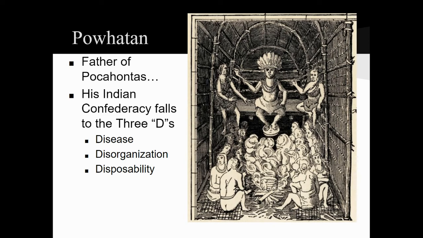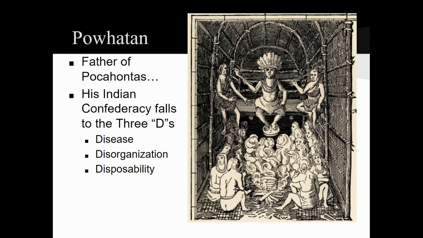Remember when we talked about the Columbian Exchange, how one of the unintended consequences was the arrival of diseases such as smallpox and malaria, and that this was going to decimate the population. Remember, 90% of the population within the first century. In addition, there is disorganization. There's a lot of tribal rivalries, and it's very hard to organize the tribes into a unified resistance to the Europeans. And finally, disposability.